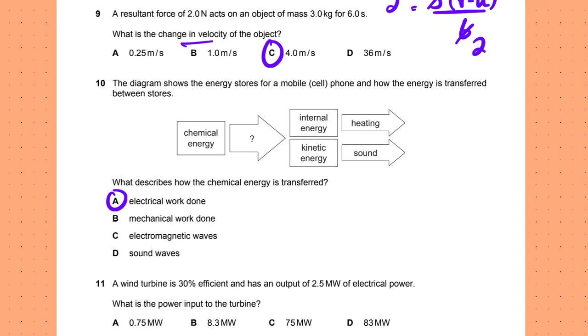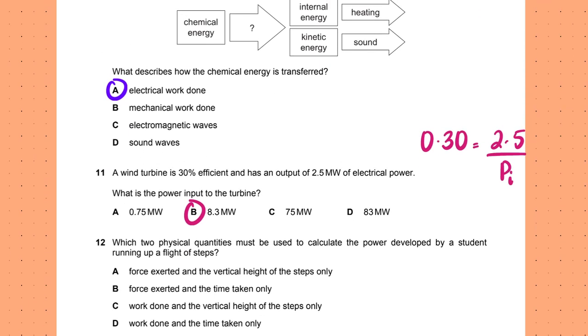All right, so we're done with a quarter of the paper. Question number 11. A wind turbine is 30% efficient, has an output of 2.5 megawatts. What is the power input? So efficiency is output over input. So 0.3 is output over input. So just 2.5 over 0.3. So that's 8.33. So B is my answer here.